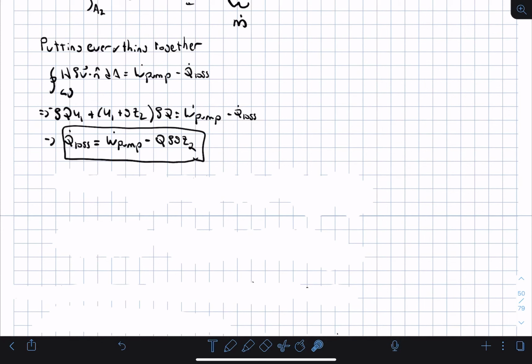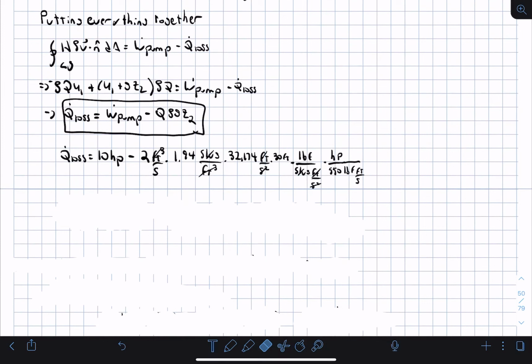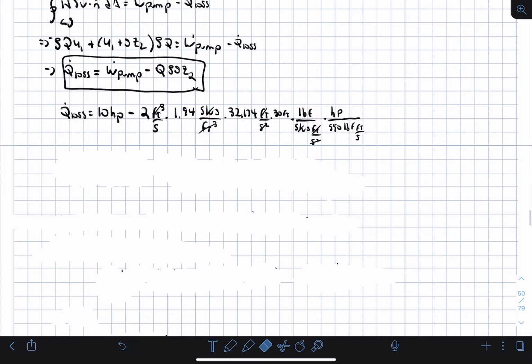So now we stick in the numbers that we were given in the problem statement, and again, this is English, so that is 10 horsepower, and we just do the unit conversions and stick in the numbers. And again, this is the English system, so you need to be very careful with how you deal with the pound force and pound mass and slugs and all that good stuff. But if you're careful with the unit cancellations, you should get a heat loss term of 3.19 horsepower.